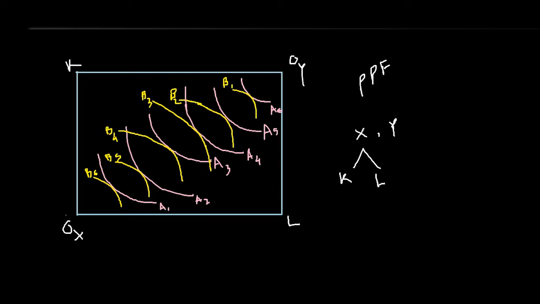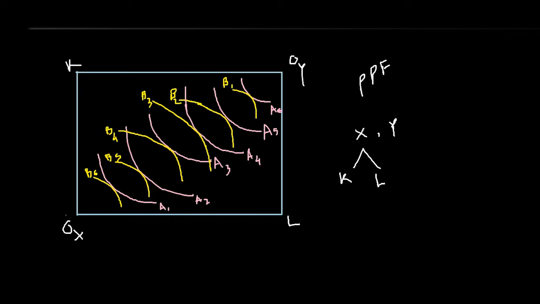So we are basically talking about a simplified economy where two products are produced, product X and product Y, and each of these products is produced with the help of two factors of production. They are capital and labor.